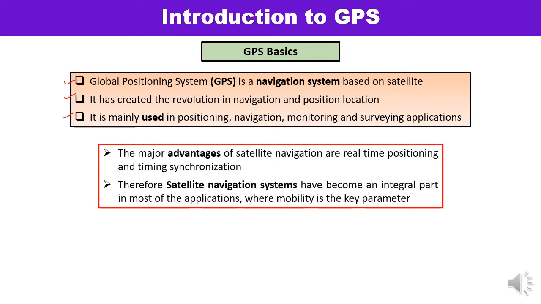The major advantage of satellite navigation is what? It's real-time positioning and timing synchronization. Whenever you use GPS, you get real-time information about where to move, in which particular direction you need to move. It means real-time positioning information is being received. And the satellite navigation system has become an integral part of almost all applications wherever there is mobility. If mobility is a key parameter, then a satellite navigation system can be effectively used.